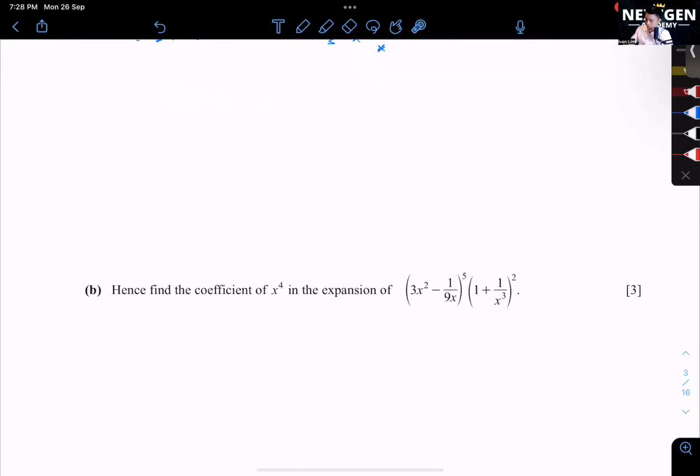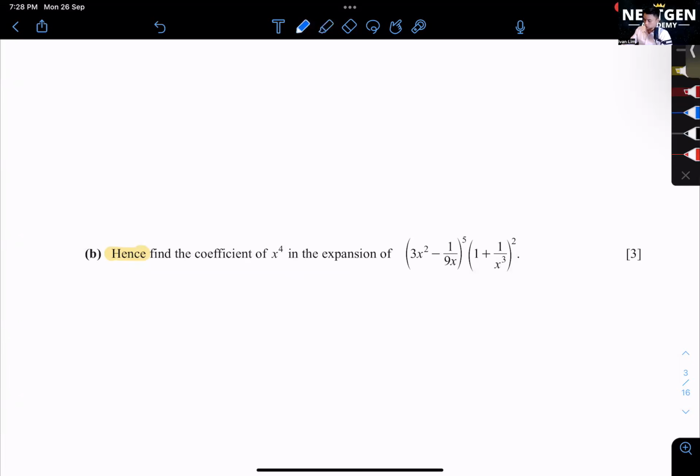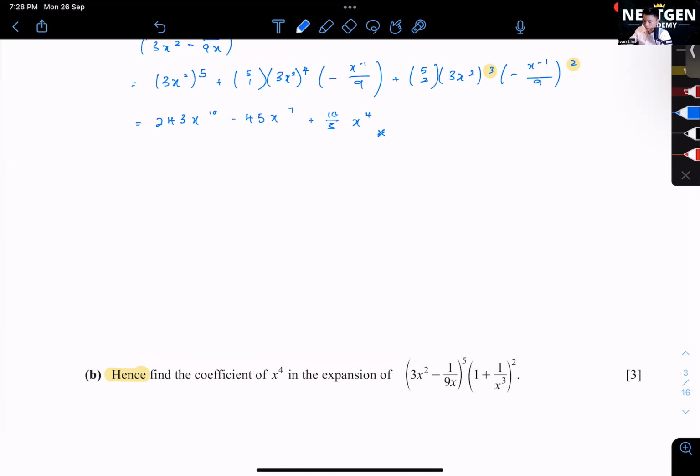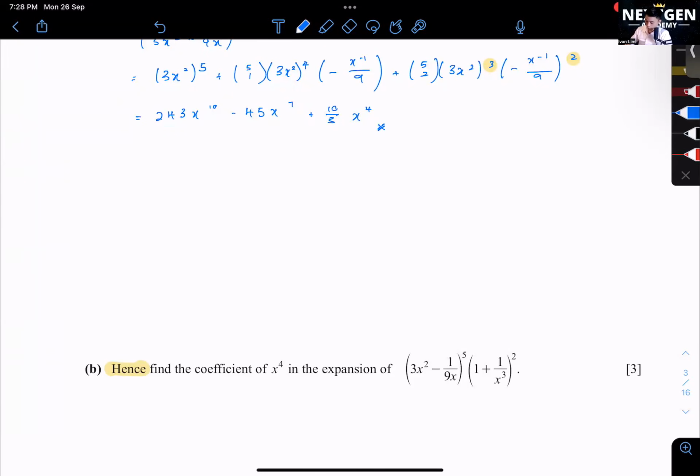Next, hence. What does hence mean? Hence means you look at the previous part, so make sure your previous part is correct. That's why you have to double and triple check it. If the marker is very strict, sometimes if your first part is wrong, then when you cross multiply, they may still give you the marks because your method is correct. If they are very strict, they see your first one wrong already, hopefully they still give you marks. So we just need to find the coefficient of x to the power of 4.